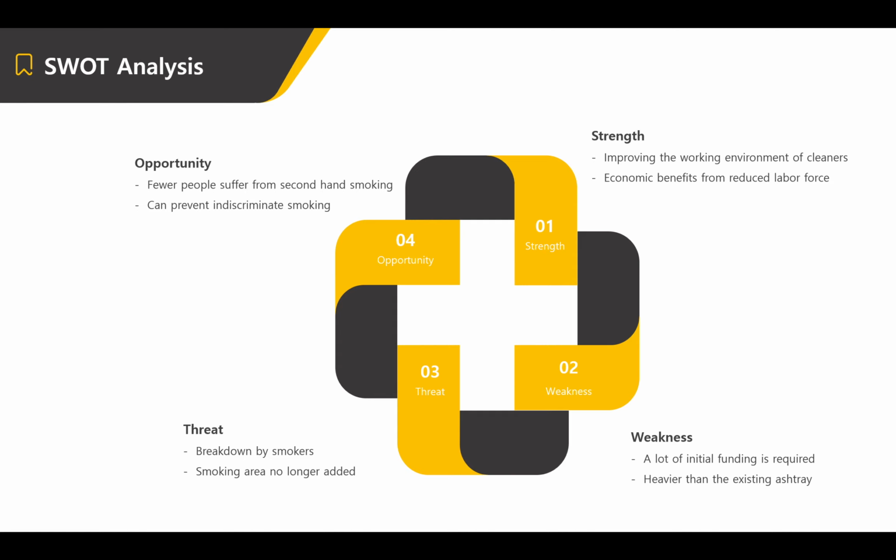The SWOT analysis of our products is as follows. We have the strengths of environmental and economic considerations, and we have the opportunity to be safe from the dangers of second-hand smoke. But the weakness is that the initial capital is large and there is a threat of being destroyed by smokers.